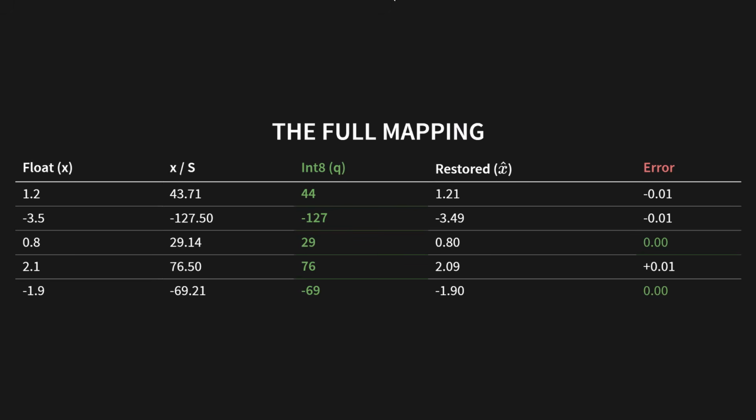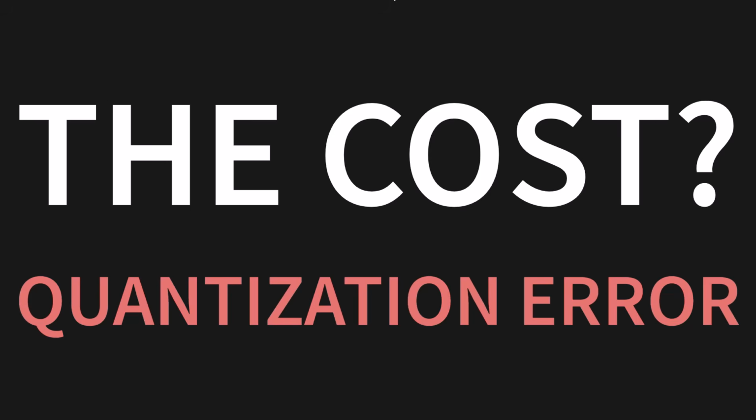The error is still incredibly small. This brings us to the fundamental trade-off of this entire process. What is the cost of all this amazing compression and efficiency? It's this small but unavoidable quantization error. The art and science of advanced quantization is all about managing and minimizing this error, which is exactly what we're going to talk about next.